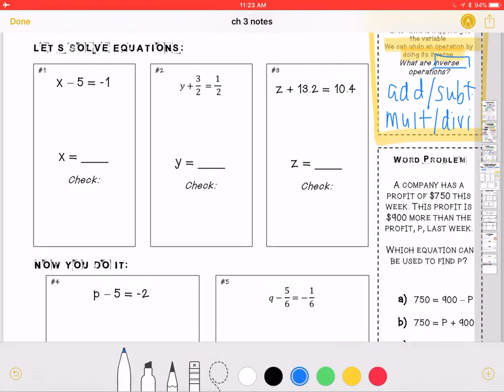And now let's refocus back on this number 1 over here to the left. You're always looking at what's happening to our variable. Right now, x is being subtracted by 5.